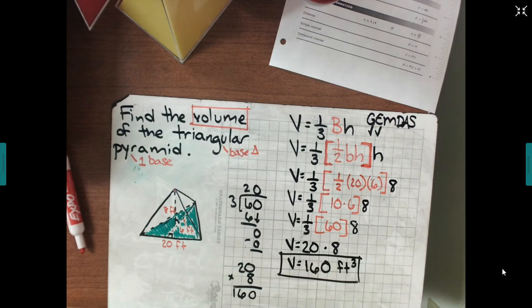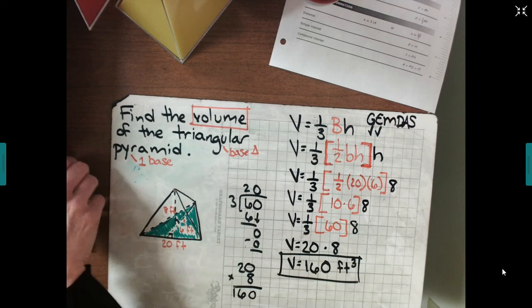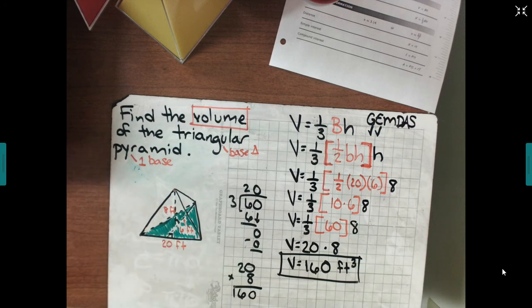Okay. So, yeah, again, today we are discussing and solving for the volume of pyramids, be they rectangular or triangular. You are building your confidence in this skill.